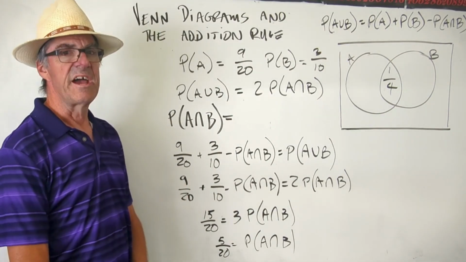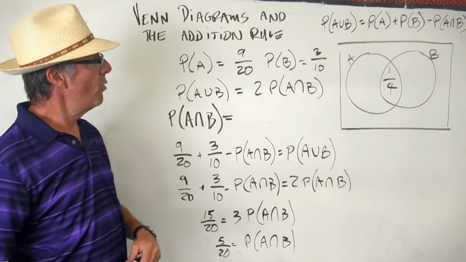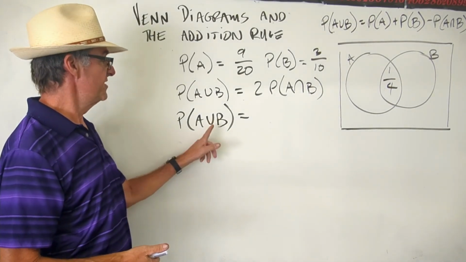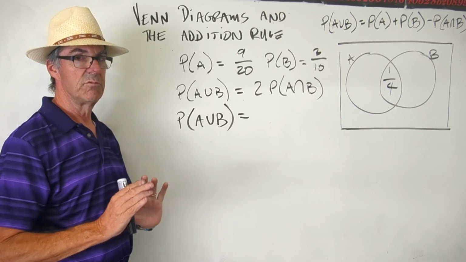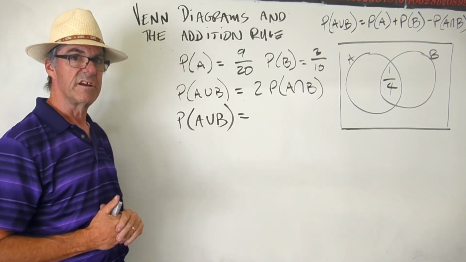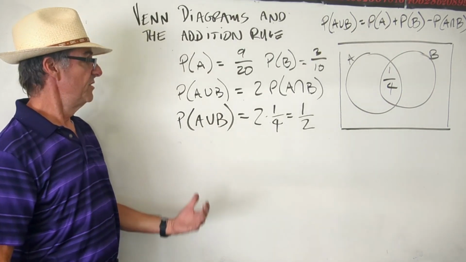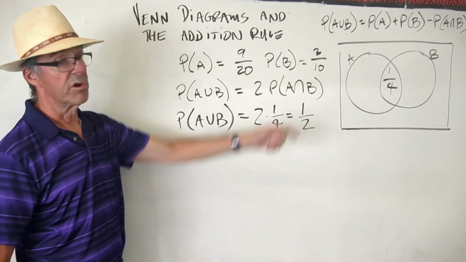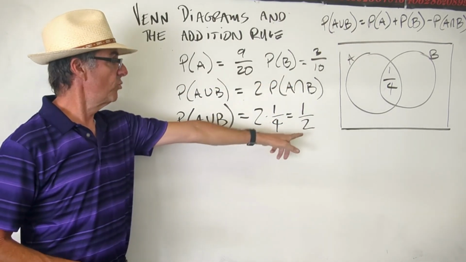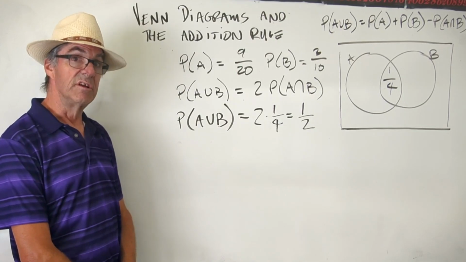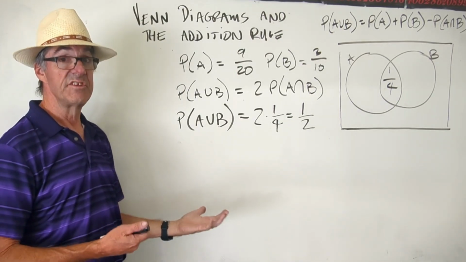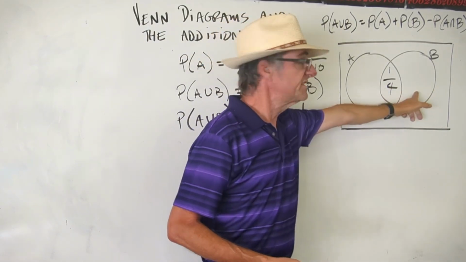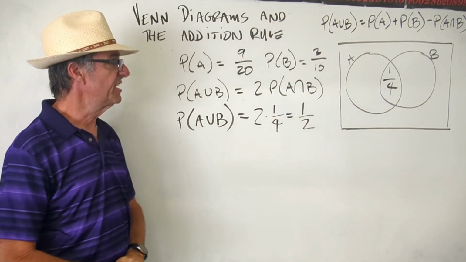So what comes next? Pause the video and think about what you can figure out next. All right, the next thing you can figure out is the union. Super straightforward calculation. Pause the video, do that, come back. So the union is twice the intersection. If the intersection is 1/4, twice 1/4 is 1/2. So that's the union. Now, we can't put that on the diagram yet, right? Because the union is this plus that. We're going to need to do a little bit more math to get there.